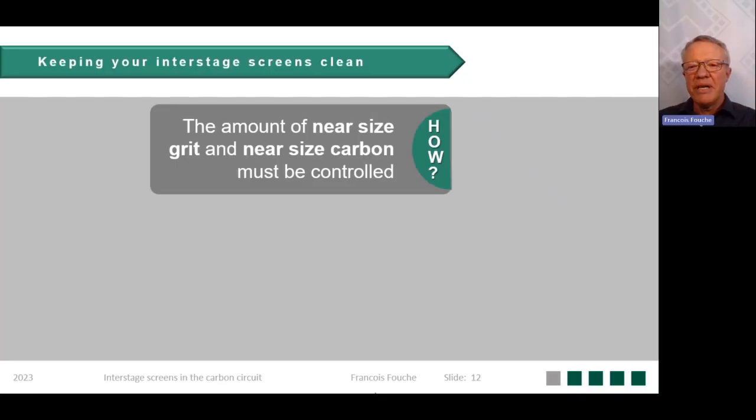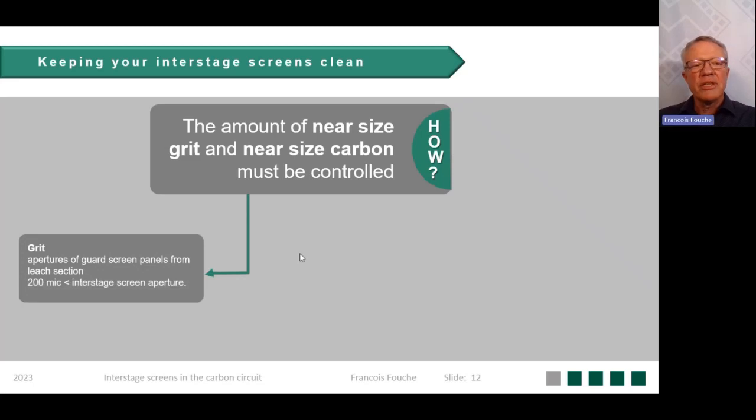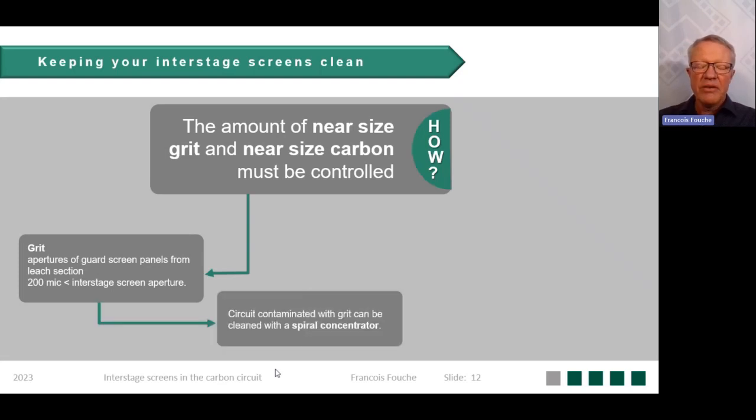So how do we prevent this? Well, we can't prevent it totally, but we have to minimize it. I mentioned that there are 2 culprits. In terms of the grit, we advise that the aperture size of the screen panels that you employ on the guard screen from the leach should be at least 200 microns smaller than the aperture size that you utilize on your interstage screen. If your circuit is already contaminated with grit, it will have to be removed.